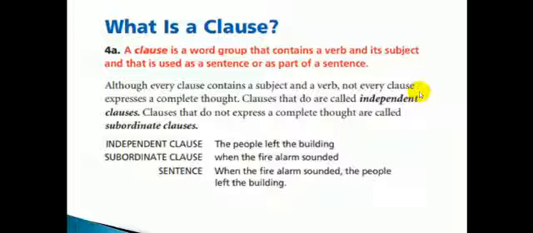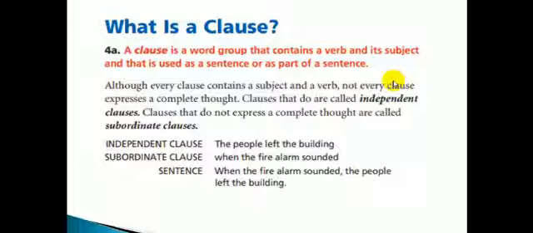A clause is a word group that contains a verb and its subject, and that is used as a sentence or as a part of a sentence. So it is not like the phrase. It has a subject and it has a verb or a predicate. It can be a sentence or a part of a sentence. If it's a sentence, then it must have these two, subject and verb. Also, if it's a part of a sentence, it must have the subject and the verb.